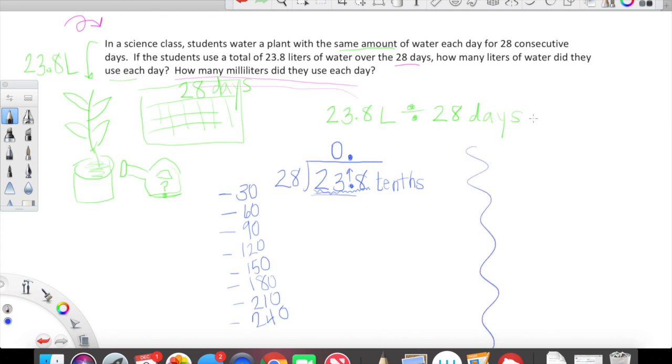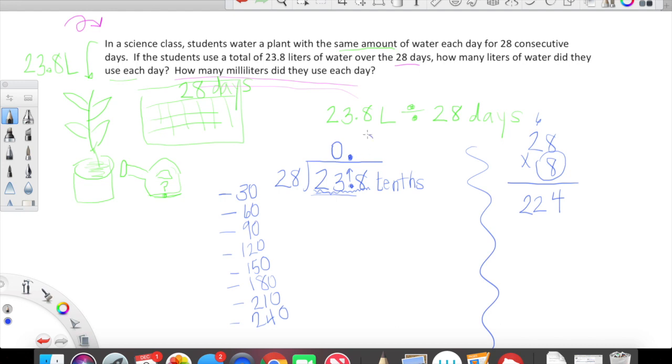Let's look at 28. Don't forget our line of learning. Let's look at 28 times 8, and that will give us some valuable information. 8 times 8 is 64. And then 8 times 2 is 16 plus 6 is, did I do that right? Yeah. 8 times 2 is 16 plus 6 is 22. Okay, I feel like that's going to work for us. So 8 is our quotient, at least the first digit of the quotient.